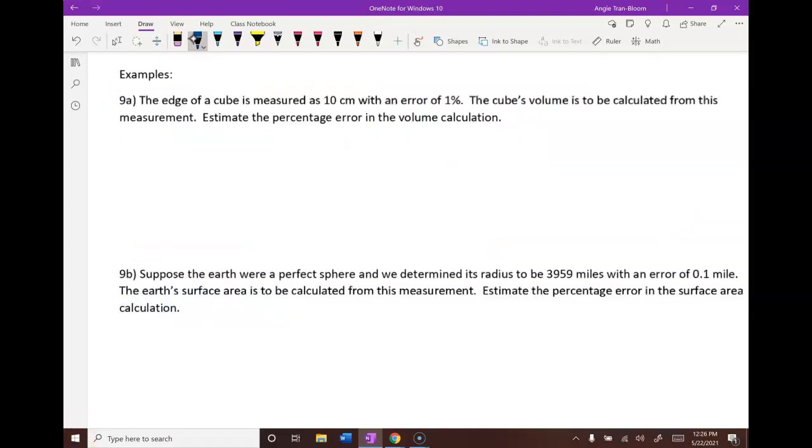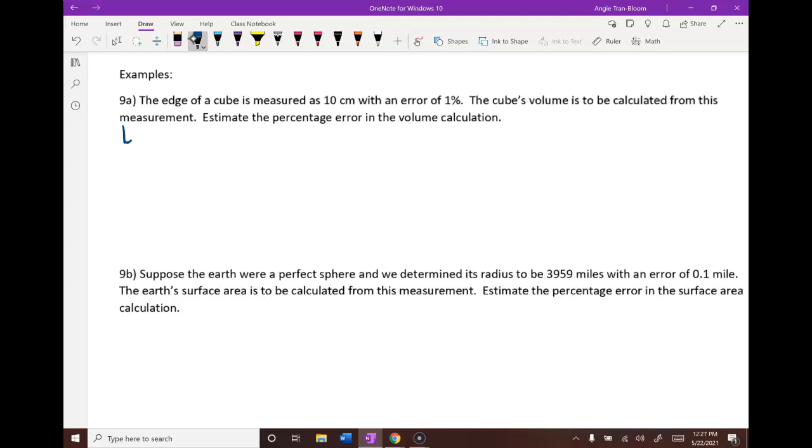Okay, guys, so now we're going to use the application. So we're kind of incorporating example 8 with this. So 9a says the edge of a cube is measured as 10 centimeters with an error of 1%. The cube's volume is to be calculated from this measurement. Estimate the percentage error in the volume calculation.